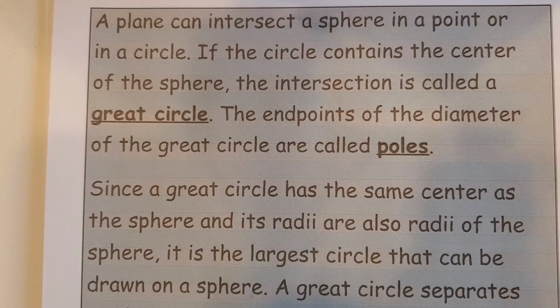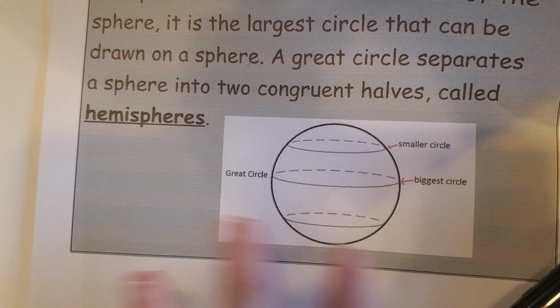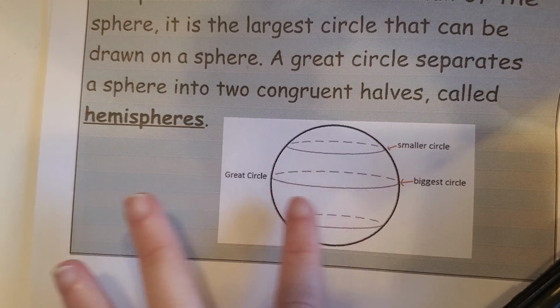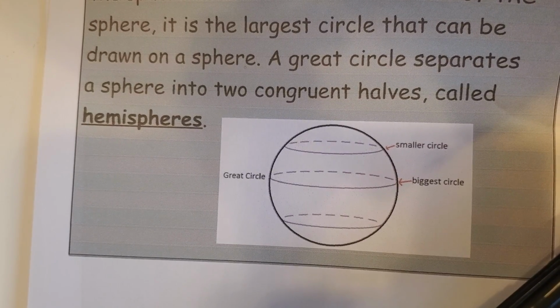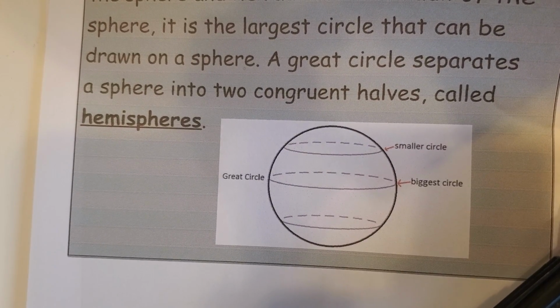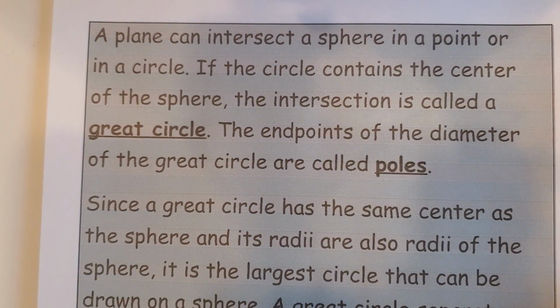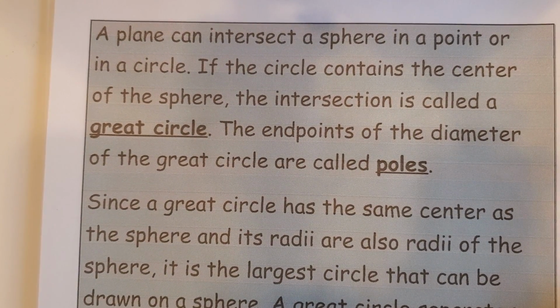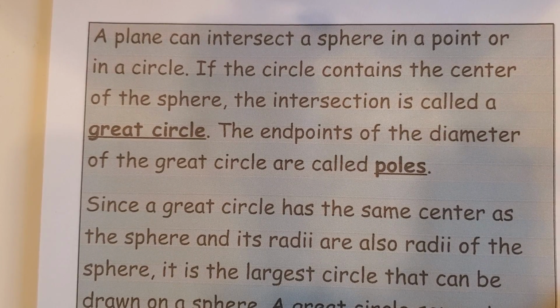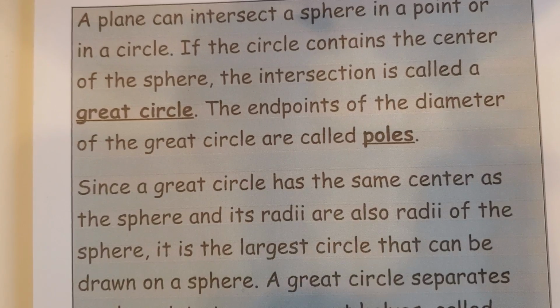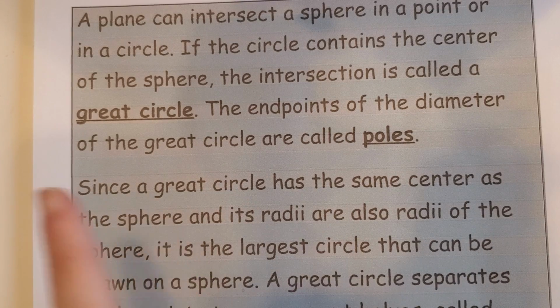So the equator would be the great circle of the earth. It kind of looks something like that, right? If we consider this the earth, this great circle in the middle would be the equator. The endpoints of the diameter of the great circle are called poles. So there is a vertical one, is that the prime meridian? I can never remember what that one's called. The equator goes around horizontally.